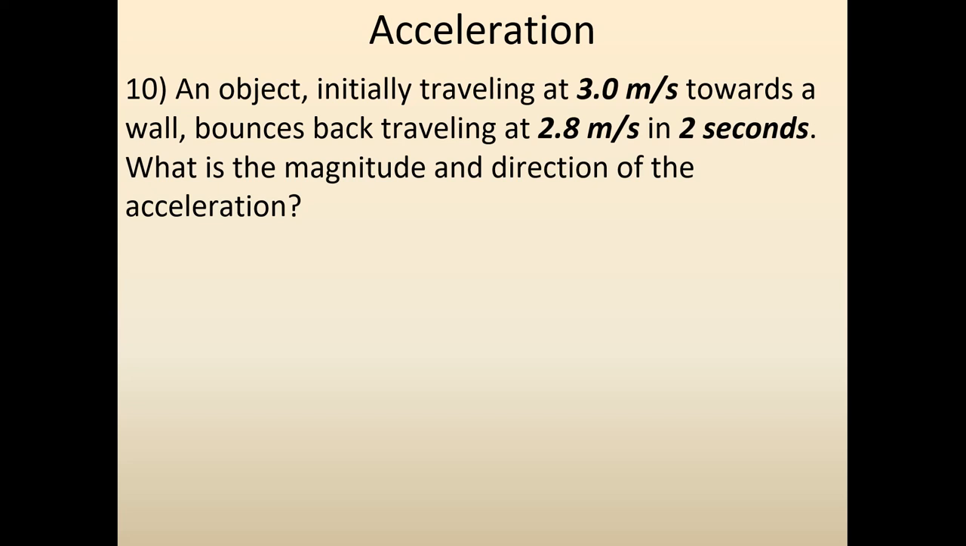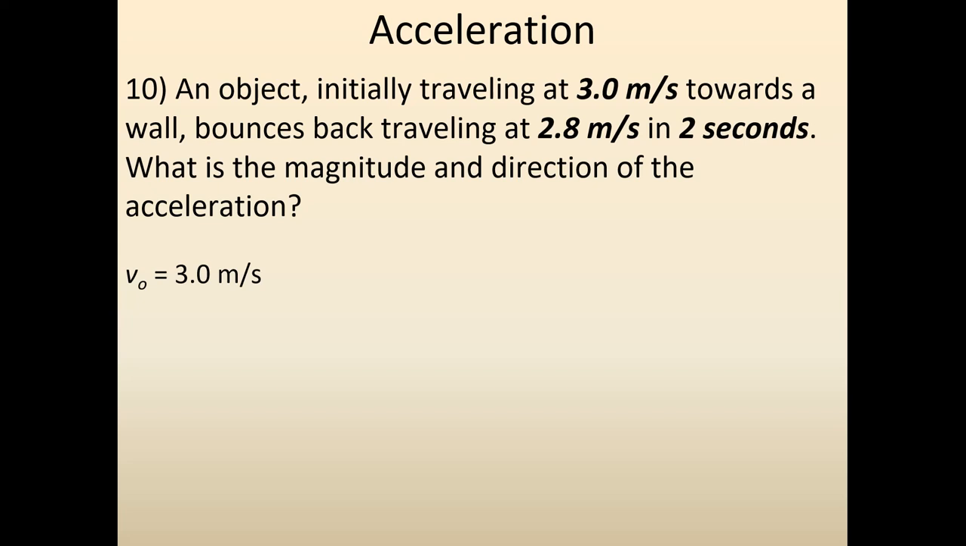All right, so for here, let's start pulling out the information. So here we have an object that's initially traveling 3 meters per second towards a wall. So v naught is going to be 3 meters per second. Then it says it bounces back at 2.8 meters per second. Now, if I make a mistake in how I note this, I could end up getting the answer wrong. Now recall that the acceleration is the rate at which velocity changes. So the v and the v naught have to represent velocities. And as I mentioned, velocities carry direction.